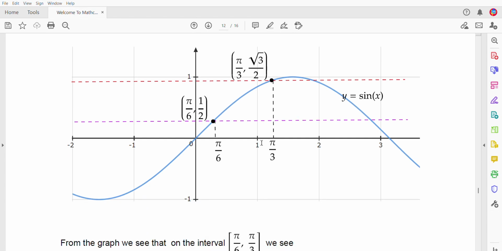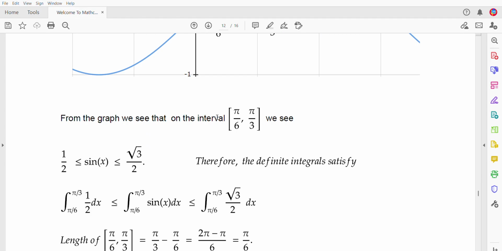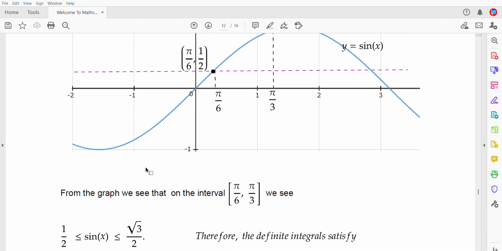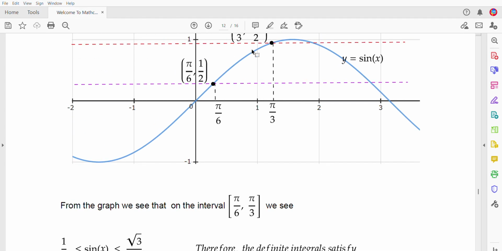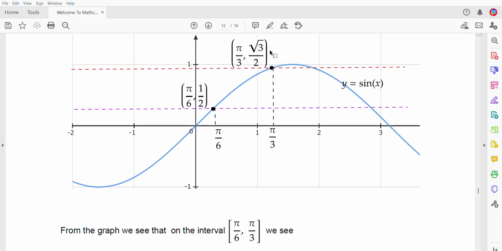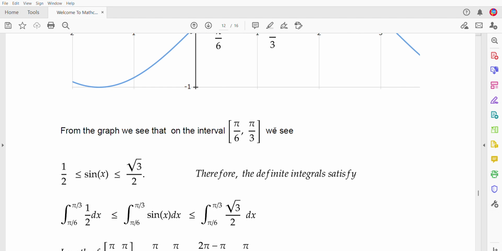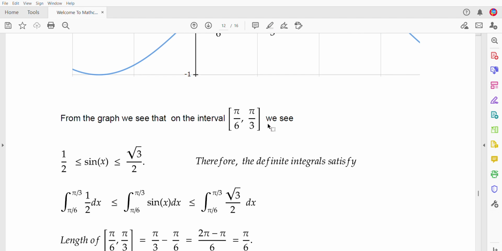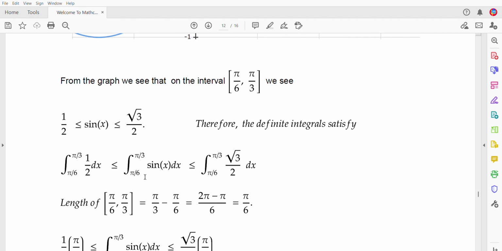Sin x lives between half and square root 3 over 2 on this interval. So if I take the definite integral of half, sin x, and square root 3 over 2, they would fall in such a line.